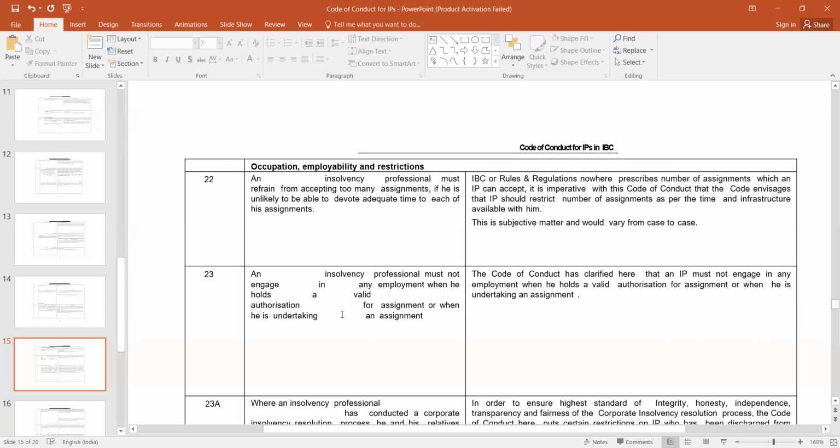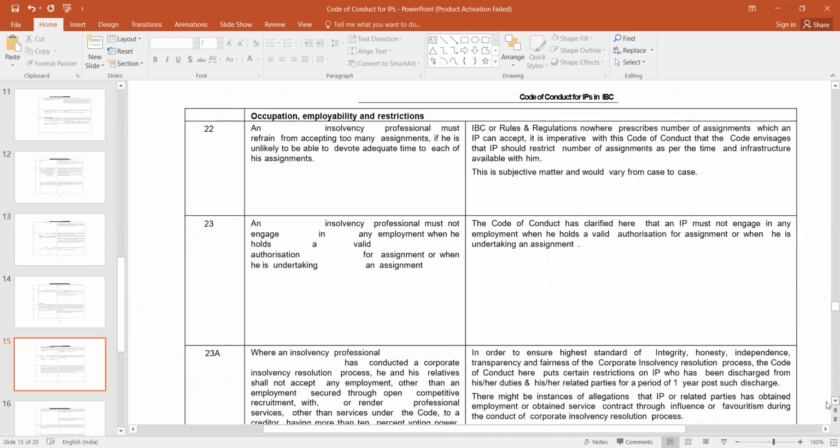Then an insolvency professional must not engage in any employment when he holds a valid authorization for assignment. So if you are holding a valid AFA, then you should not be in a job or when he is undertaking an assignment. Because this work requires full-time dedication, you should not be in a job when you are performing any assignment. The code of conduct has clarified here that an IP must not engage in any employment when he holds a valid AFA or when he is undertaking an assignment.